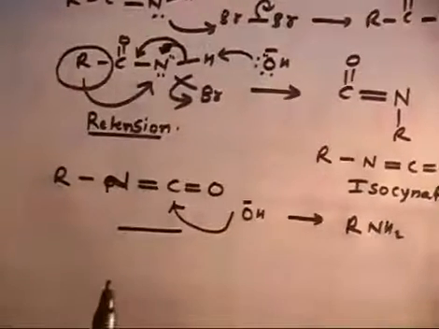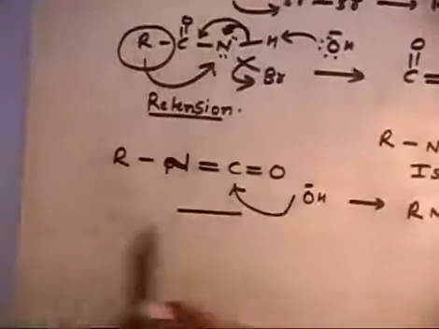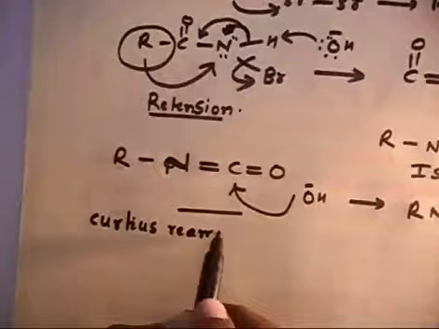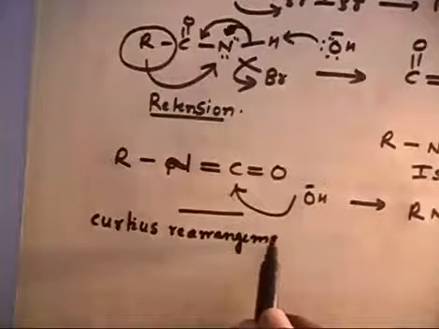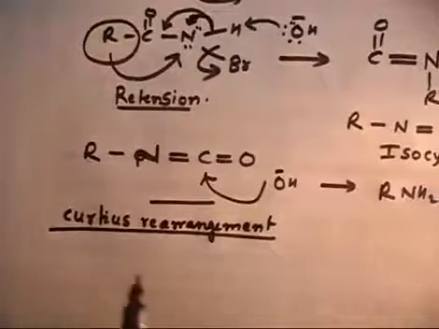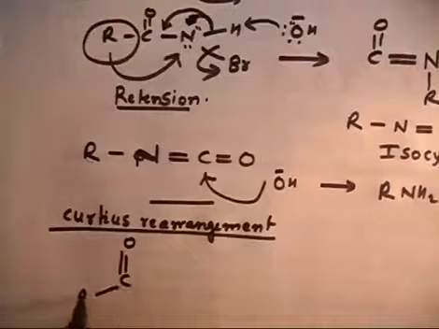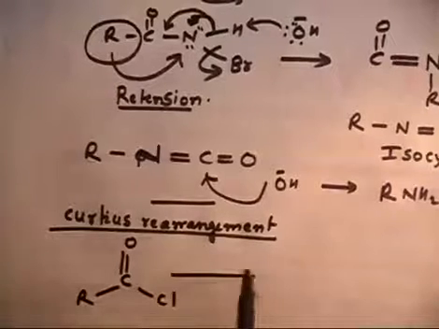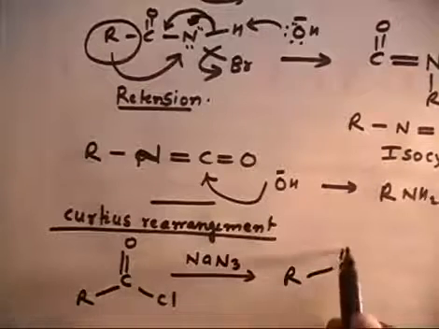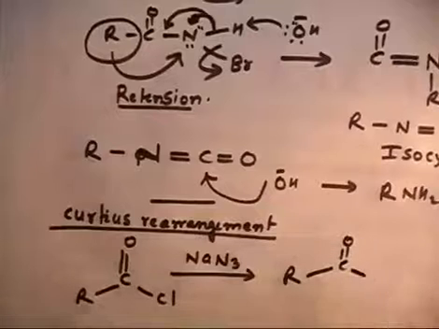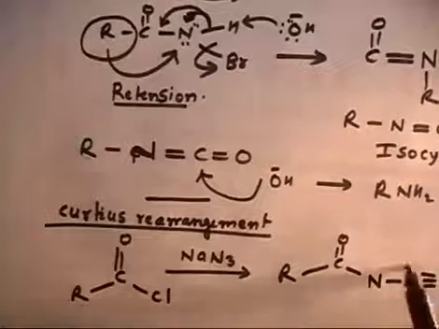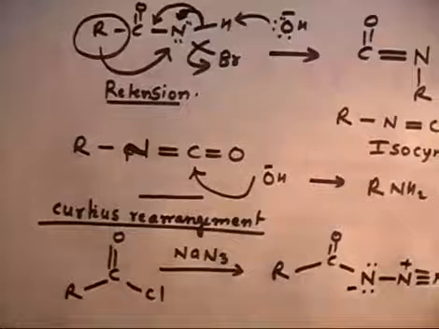Now let us come to the question. This question is something about Curtius rearrangement, which is similar to Hofmann rearrangement. So the mechanism is given. Let me write RCOCl, and if I treat it with NaN3, sodium azide, this gives you RCON3. If I write the resonating structure of N3, it will look something like this. You will have a positive charge here and a negative charge here.